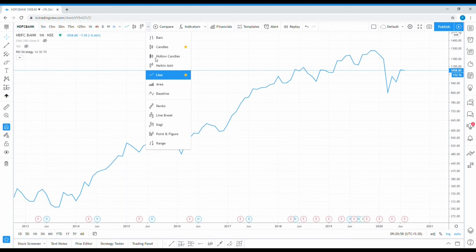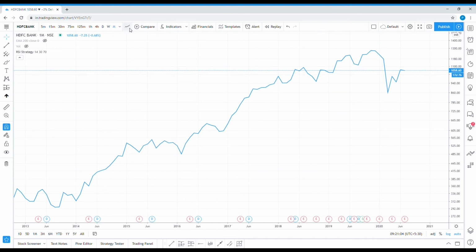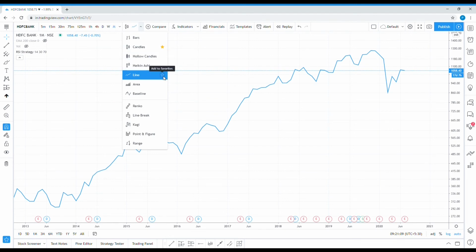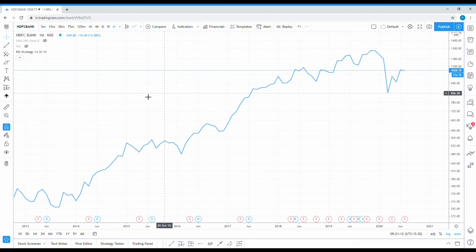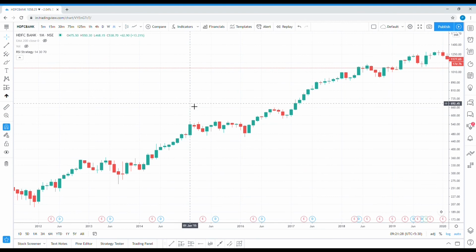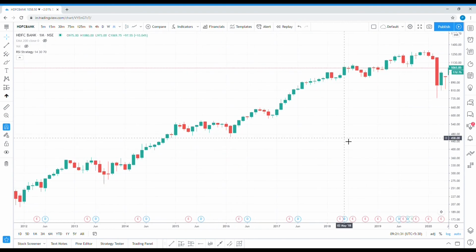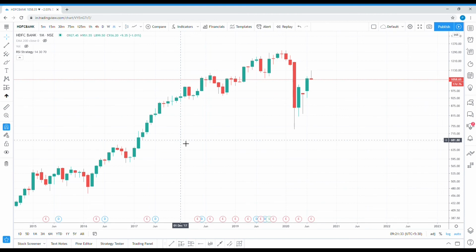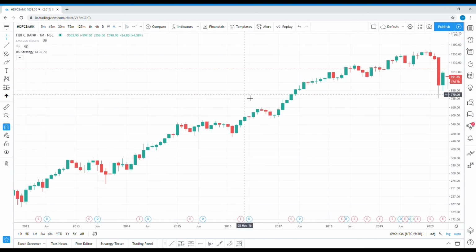So instead of going here again and again, what you can do is pick a few chart types as your favorite. So I like candle and I like line, right? Now they will come in your favorite list, so you don't have to go into the drop down again and again. You can switch from here and here, right? So this is how you can change different types of charts in TradingView. That was it for how to change chart types in TradingView.